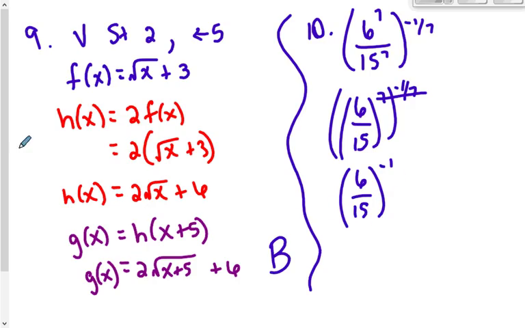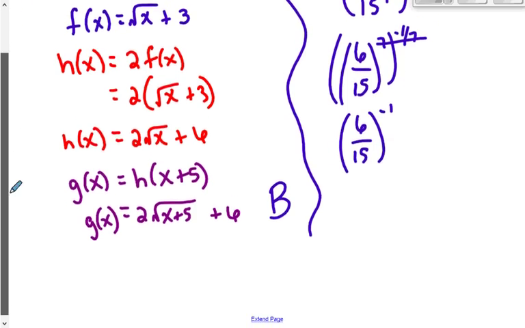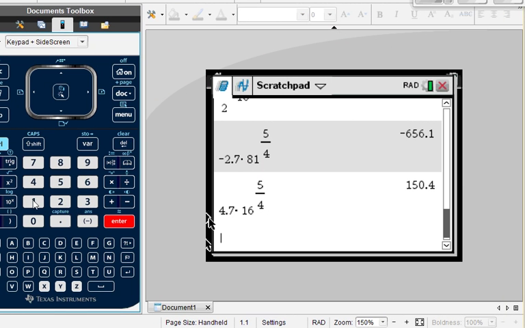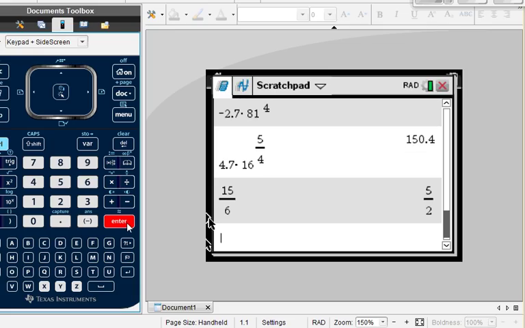Now what? Don't you have to put it negative 6 over? Right? No. Negative exponent makes you do what? Flip it. So you have 15 over 6. Does 15 over 6 reduce? Okay. 15 over 6. 5 over 2.